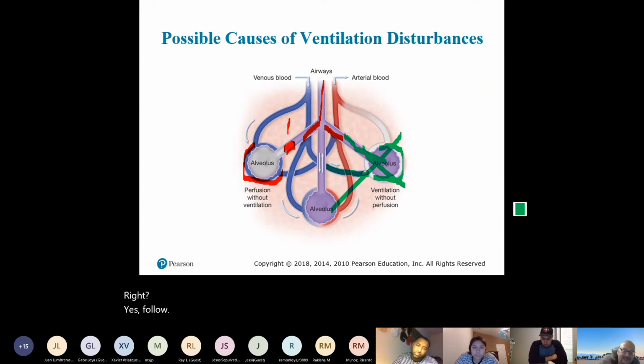Either we're not getting air into the alveoli with normal circulation, or we have normal ventilation, but no blood flow. So either way, we're not able to get that oxygen to where it needs to go. You guys follow? Yes, no? Okay, I'm seeing one person shaking or nodding their head.